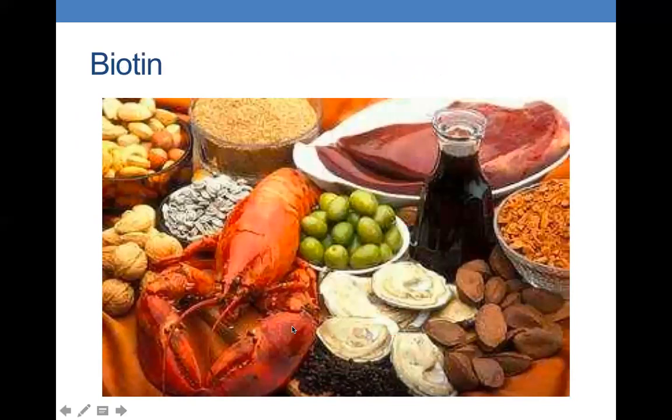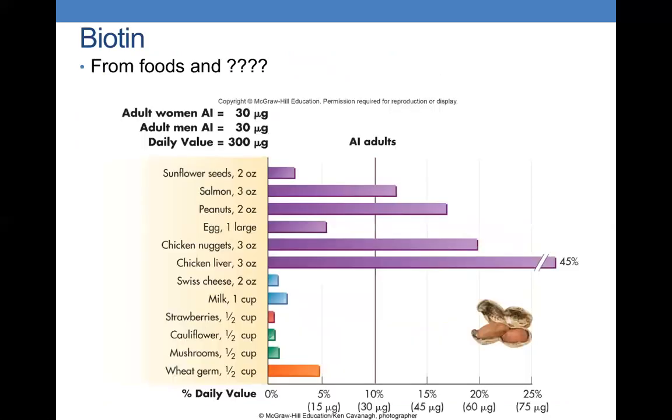Biotin. So biotin is another B vitamin that also plays a role as a coenzyme. We can get biotin from food sources. There's some food sources listed here, and bacteria in our large intestine can actually synthesize biotin for us. We generally meet the needs for biotin.